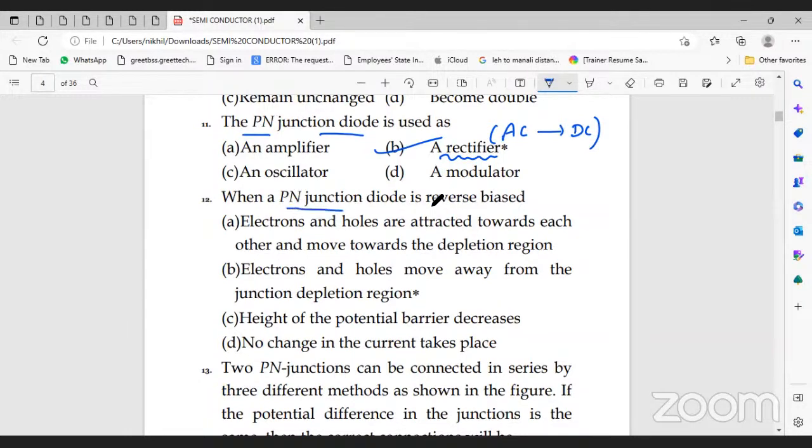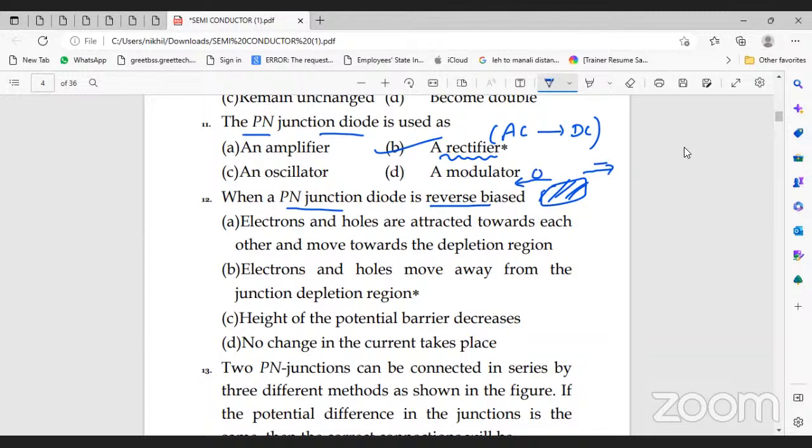When a PN junction diode is reverse biased, you know that in the case of reverse bias, the depletion region is going to increase. Why will the depletion region increase? Because the holes will move towards the negative terminal, and electrons will move towards the positive side. So the holes and electrons will move away.